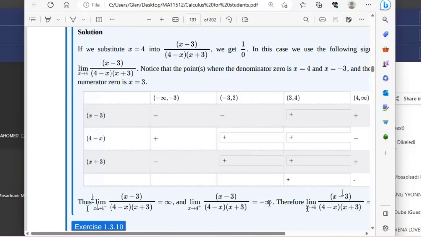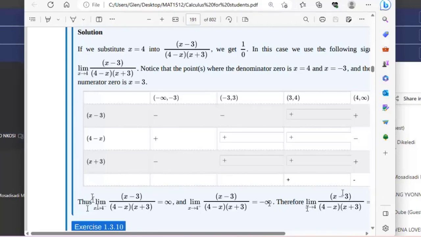Before I continue, let me ask, anyone with any challenge on this? Anyone? Sam. Hello. Sbusiso, Sam. Yes, Busiso. So can you explain how we got negative infinity as we approach from the right? Okay, brother.